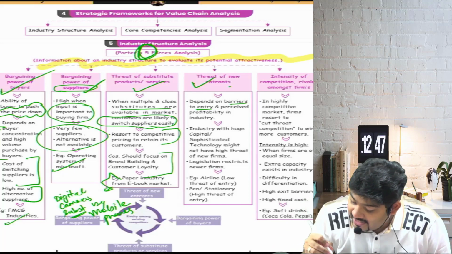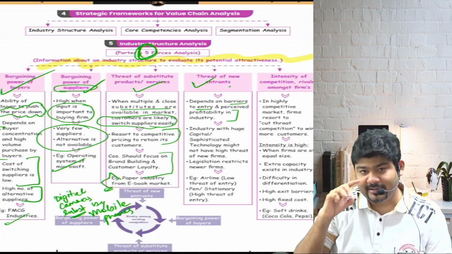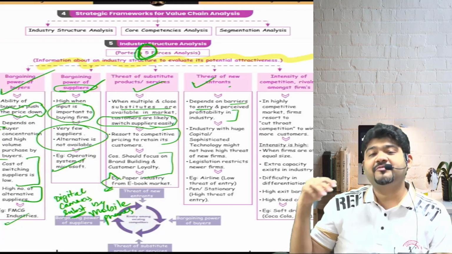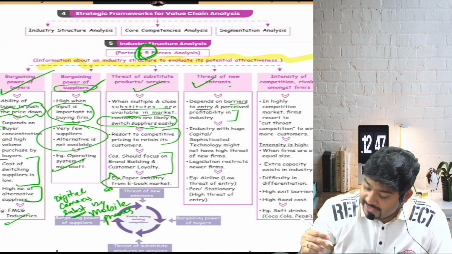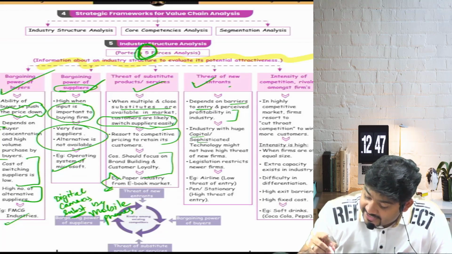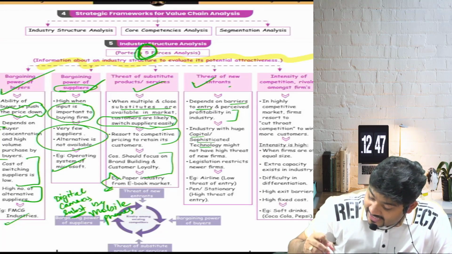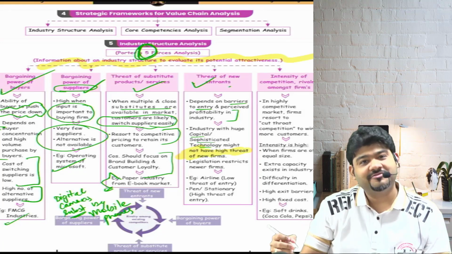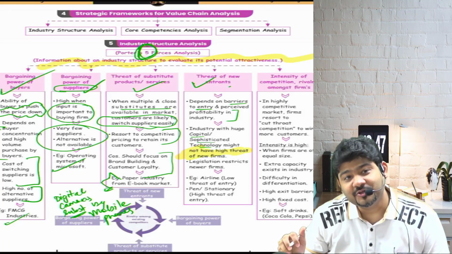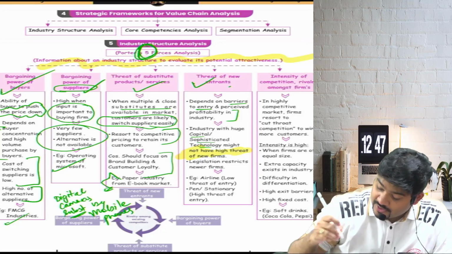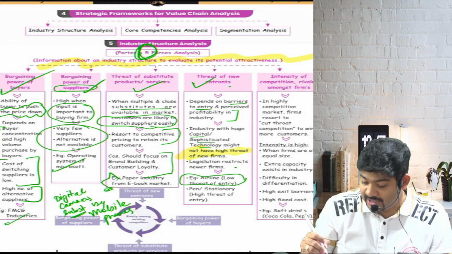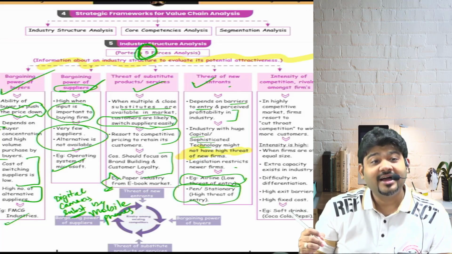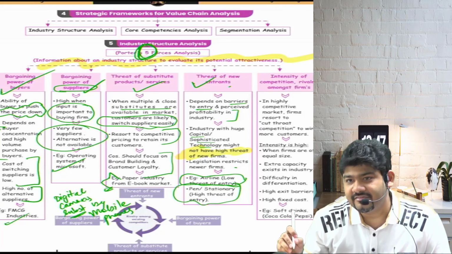So it depends on barriers to entry and perceived profitability in the industry. If I am investing so much, I should also earn enough profit, no? An industry with huge capital or sophisticated technology might not have a threat of new firms. Legislation also restricts newer firms. Airline, low threat of entry. But pen or stationery, high threat of entry. Are we clear, everyone? Okay.